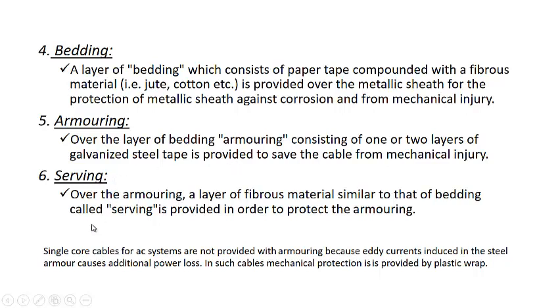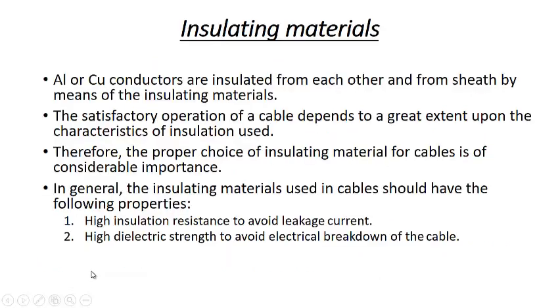And the last one is the serving, provided over the armoring. It is a layer of fibrous material similar to that of bedding. It is provided in order to protect the armoring. Single core cables for AC systems are not provided with armoring because eddy currents induced in the steel armor cause additional power loss. In such cables, mechanical protection is provided by plastic wrap.